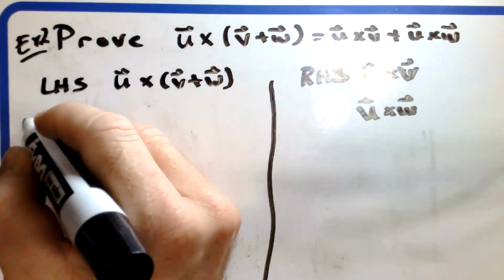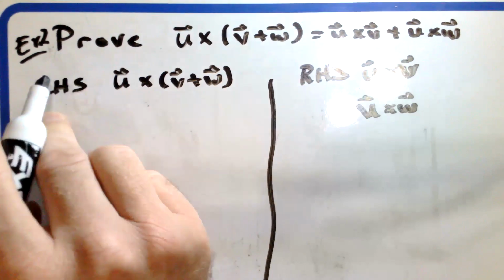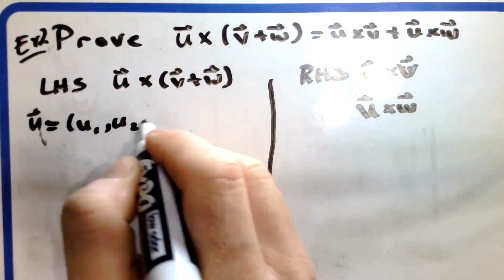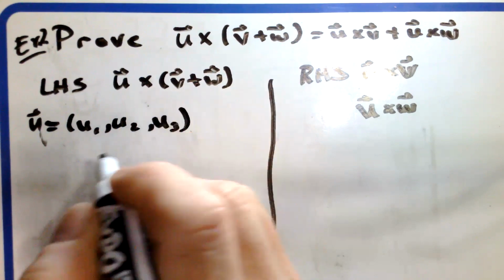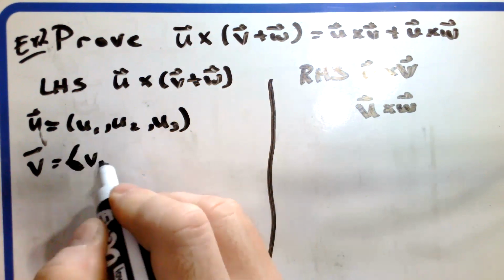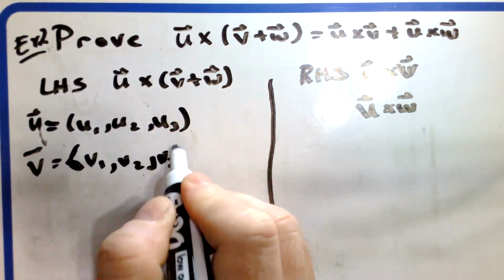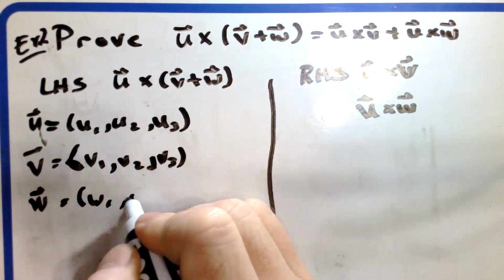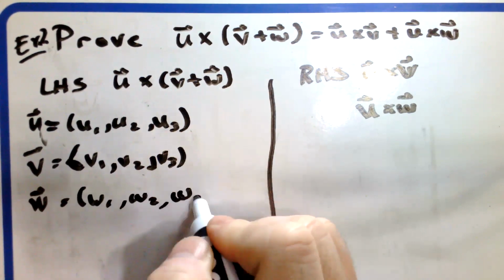So imagine that you let U equal U1, U2, and U3. You let V equal V1, V2, and V3, and then W equal to W1, W2, W3.